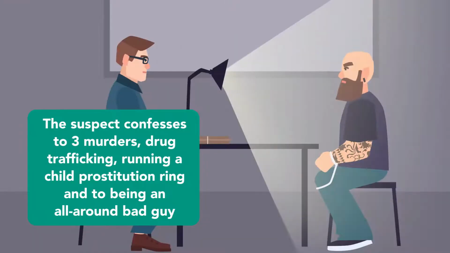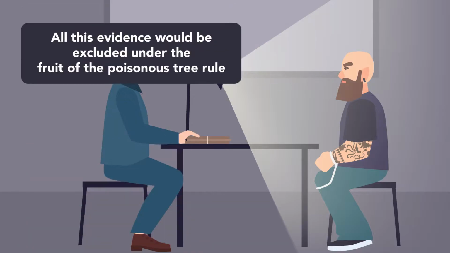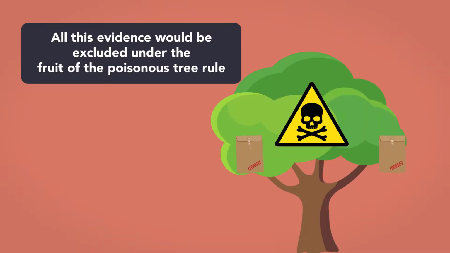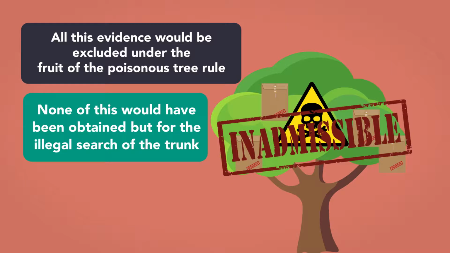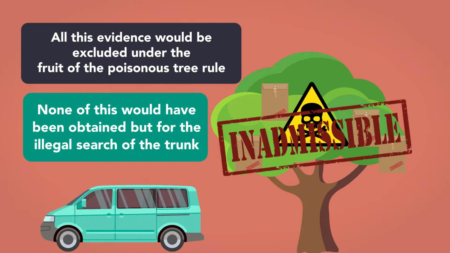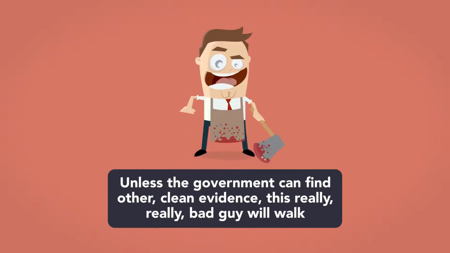After being arrested, the suspect confesses to 3 murders, drug trafficking, running a child prostitution ring, and to being an all-around bad guy. All this evidence would be excluded under the fruit of the poisonous tree rule, including the confession, because none of this would have been obtained but for the illegal search of the trunk. It all grew from the poison tree of the initial illegal search. Unless the government can find other clean evidence, this really, really bad guy will walk.